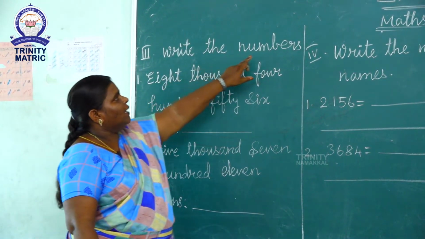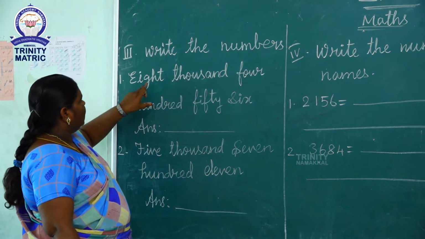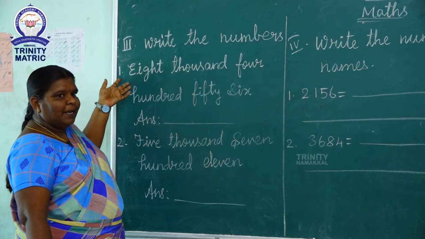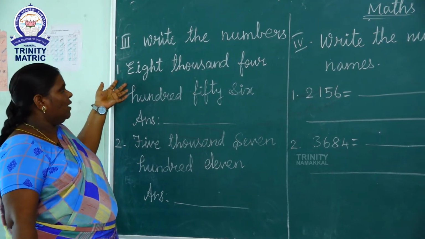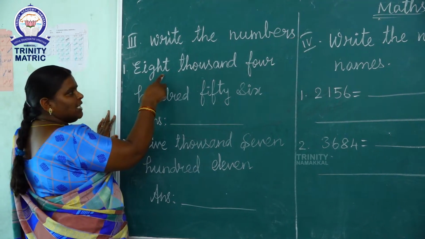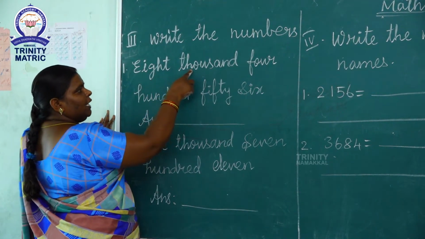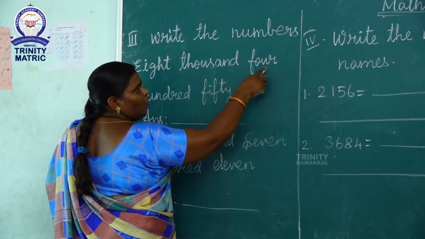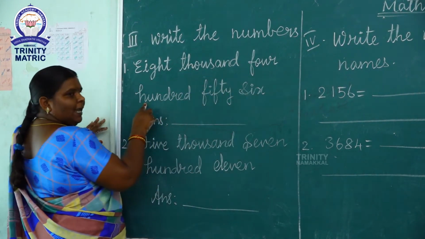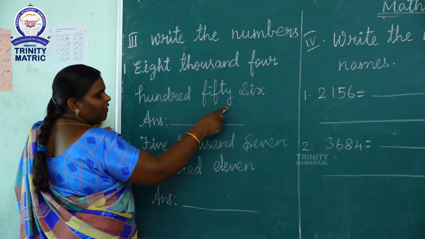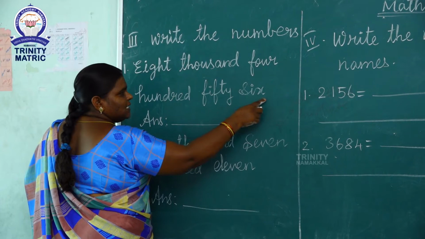Okay children, see the next sum. Write the numbers. Here they give the number name. You write the number. Okay, read the number name: eight thousand, four hundred, fifty, six.